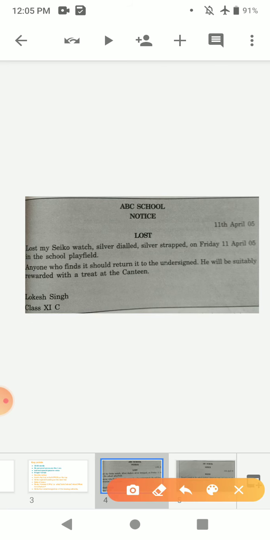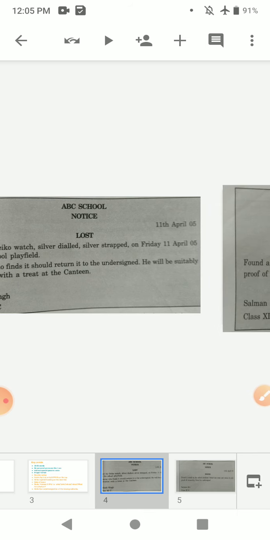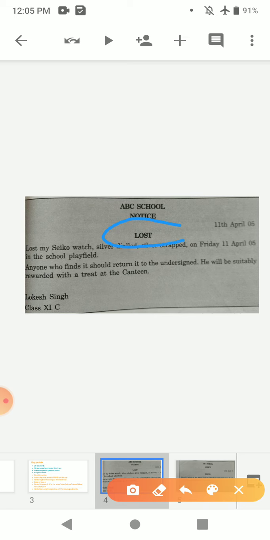This is ABC school. So name of the organization is important. You write name of the organization, then after that you write, or sometimes you first write notice and then write name of the organization. So you write name of the organization followed by the notice in bold letters, and then the title is important. This means like it's written lost, so means something might have been missing, so this is about lost. And then date is important.